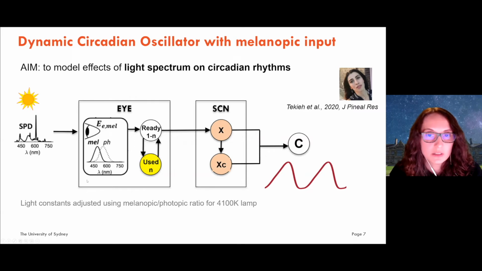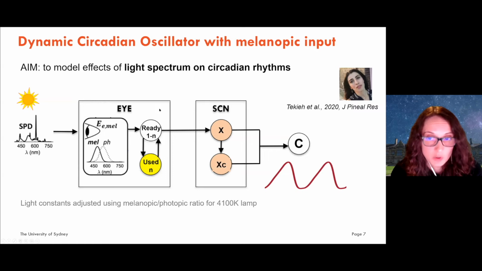And that actually was a very easy switch for this model. That was because the original model was calibrated against experiments, almost all of which were done using the same light source, namely the fluorescent Philips 4100 lamp, which means that we were just able to adjust the constants in the model to convert from the photopic illuminance to melanopic irradiance.